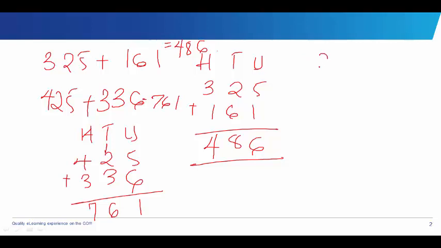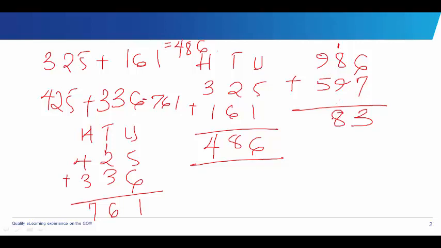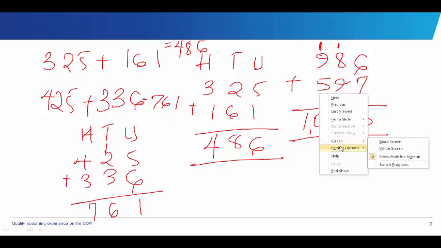Let's take another example. 986 plus 597. 6 plus 7 is 13. So write just the 3. Take 1. Put the 1 here. 1 plus 8 will give us 9. 9 plus 9 is 18. So write 8 and take 1. Put the 1 here. 1 plus 9, 10. 10 plus 5, 15. So our answer is 1083. So the same applies for 4-digit numbers.